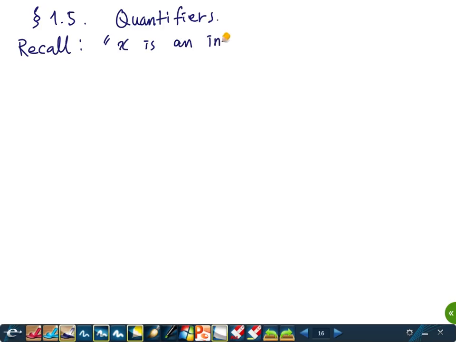Going to move on to the next section, quantifiers. All right. Okay, we had this question before. Recall, x is an integer. It's not a proposition, because we cannot decide just yet whether this is true or false.